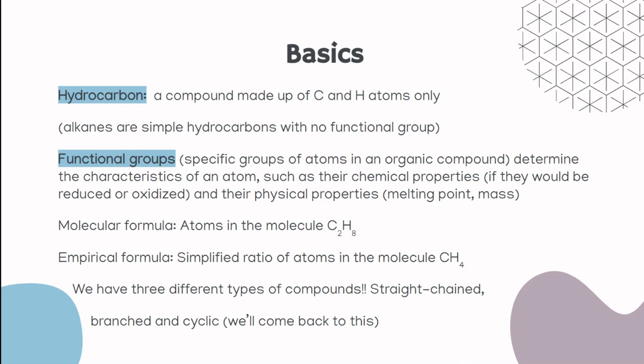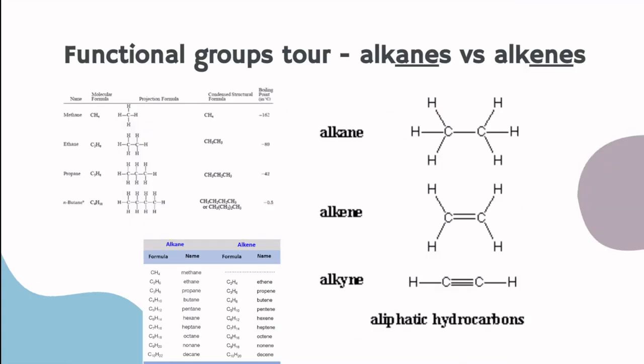And we also have 3 different kinds of compounds we're going to see in here. We have the straight-chained, the branched, and the cyclic. The straight-chained are ones that just go straight out. Branched ones have extensions going off of them, and cyclic are the ones we see as hexagons or pentagons. We don't really talk about the cyclic compounds that much. So let's begin with our functional groups.